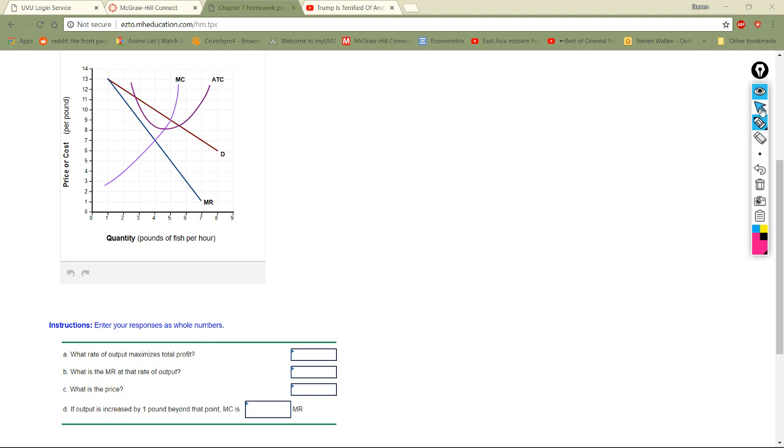Rate of output maximizes total profit. Well, where does MR equal MC? Here's MC. Here's MR. And so let's go ahead. Right there is our point. 4. Perfect, we're good there. What is the MR at the rate of output? Okay. Well, we got 7 there. We're making 7. And what's the price?